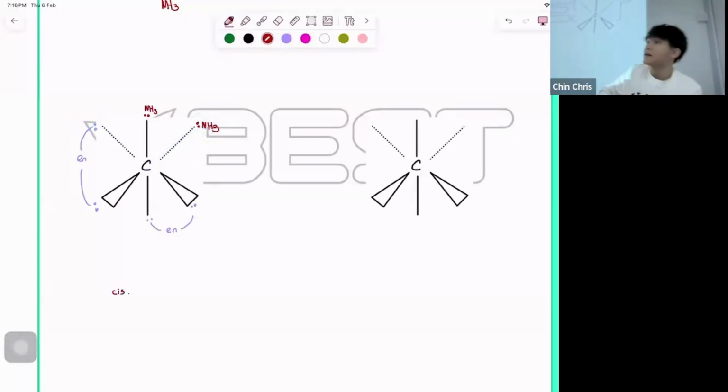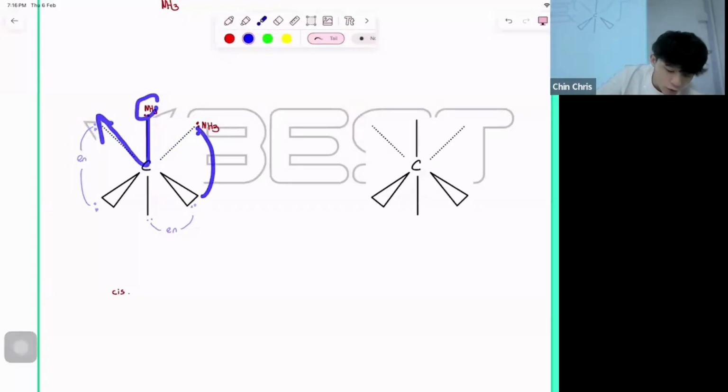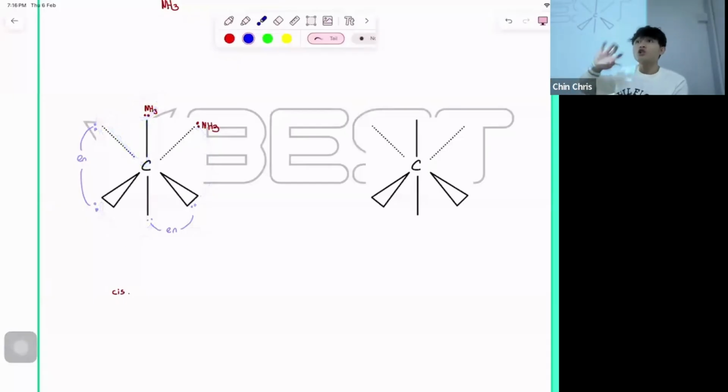Is that right? Okay, let's look at your cis. Your diagram and mine might not be the same. So let's say if you get NH3 here, then you rotate this way and this way, it's okay. Don't change it, keep it. Don't just copy my answer.